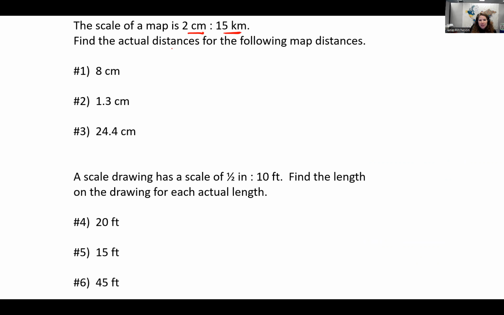All right, scale factor of a map is 2 centimeters to 15 kilometers. Okay, so find the actual distances. If we're going to do 2 centimeters to 15 kilometers, where will these centimeters all go? If we do centimeters on top, we've got to put 8 on top here. So we'd cross multiply. 15 times 8 is 120. And then 2 times x is 2x. Divide both sides by 2, and x would be 60 kilometers.